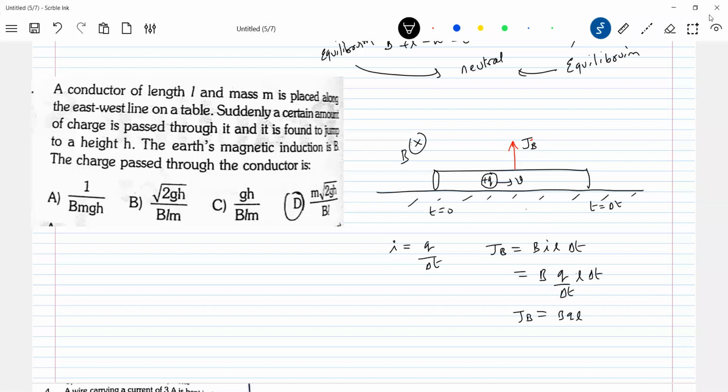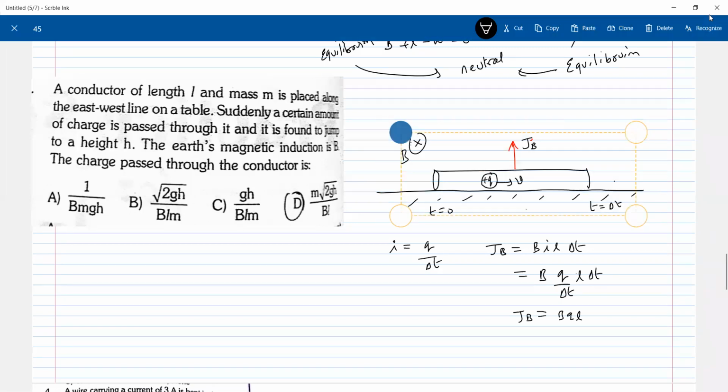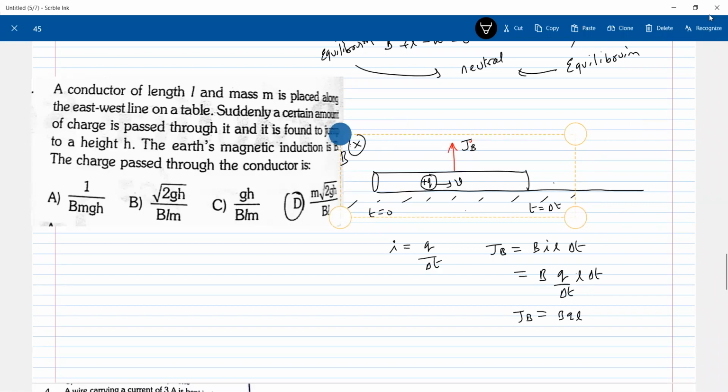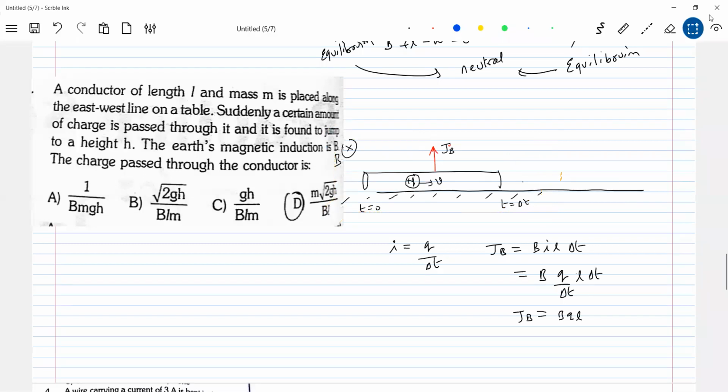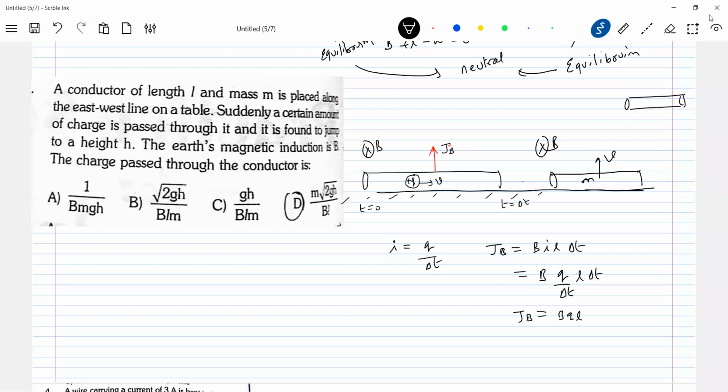Because of this magnetic impulse, what will happen to the rod? Shall I say it will now acquire velocity, because when an impulse acts on a system, it will acquire velocity. Now because of this velocity, it will ascend to a certain height. That height is what is being asked.